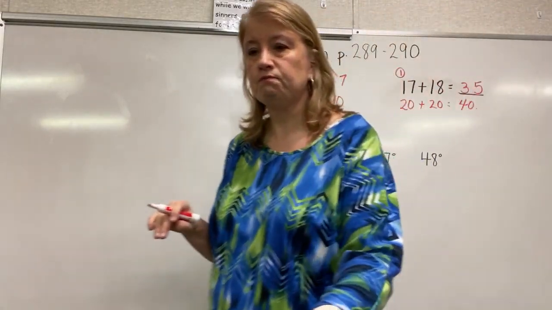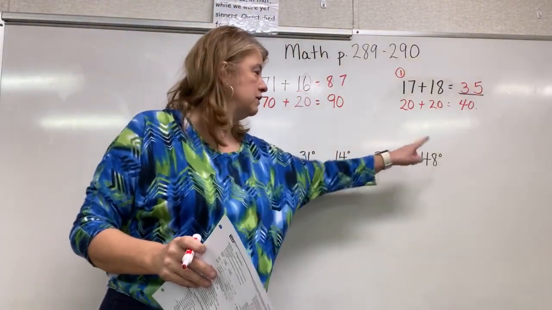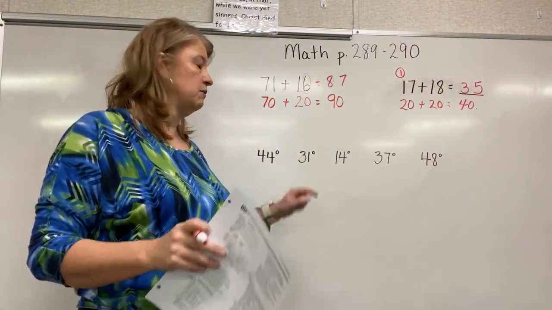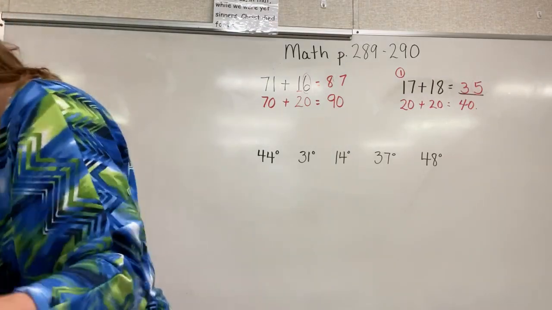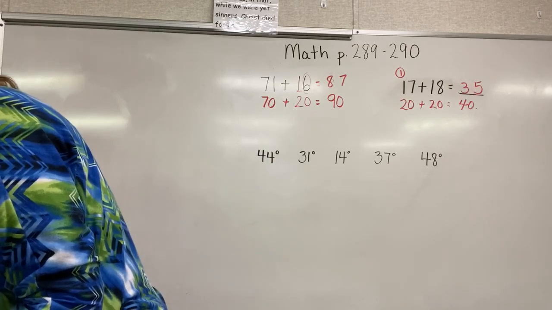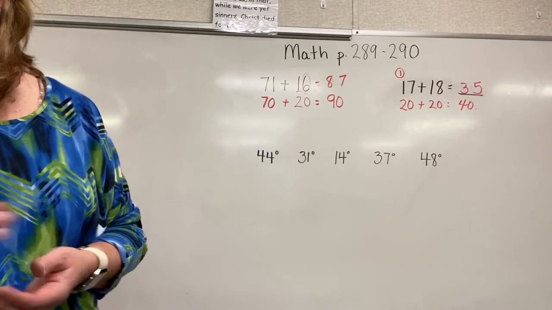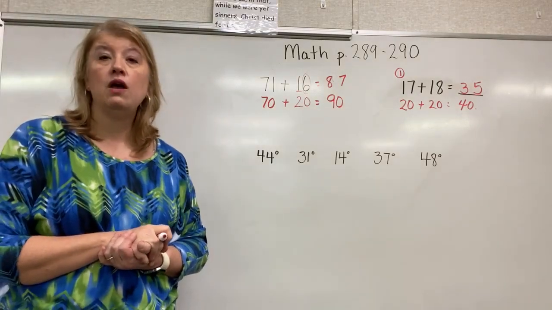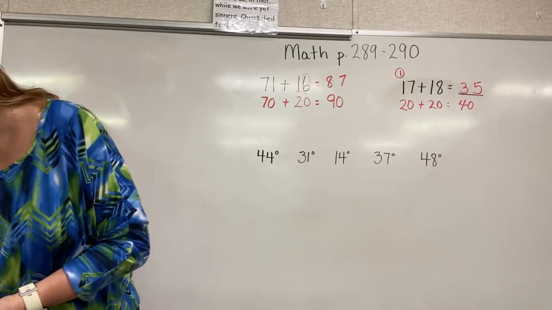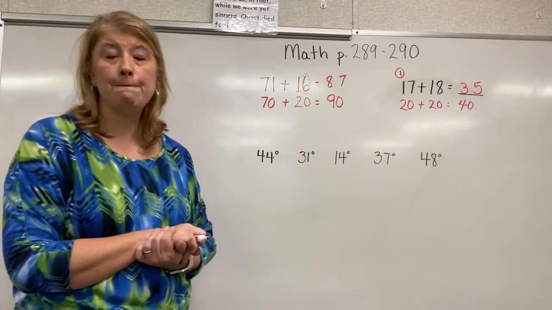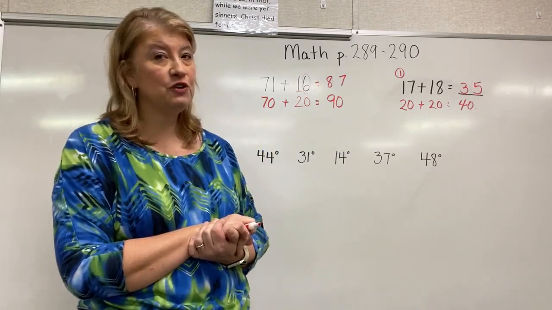Now let's look at these. Remember, in temperatures, this little symbol means degrees, and it's up at the top, not in the middle or down below. We are looking at those, and we're trying to figure out which temperature is closest to the freezing point. Now, what is the freezing point? Anyone remember? The freezing point is 32 degrees Fahrenheit.